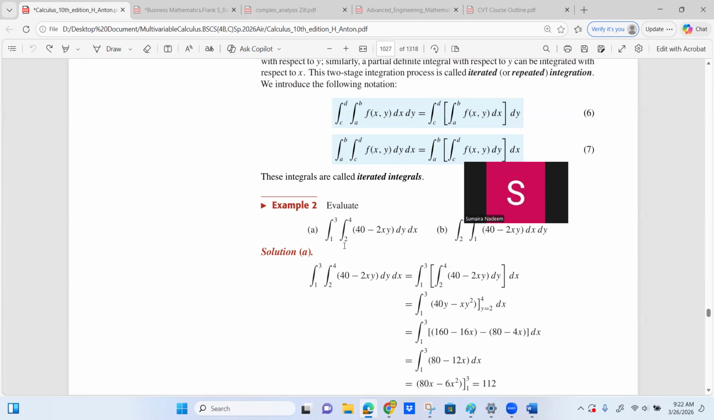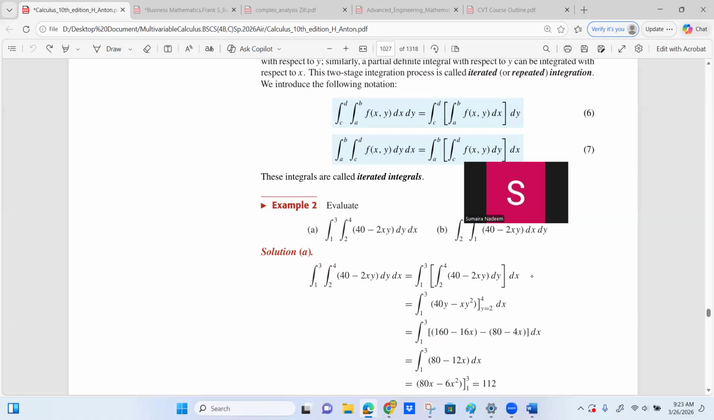So evaluate 1 to 3, 2 to 4, 40 minus 2xy into dy dx. We first integrate with respect to dy, the inner integral from 2 to 4 of 40 minus 2xy dy, which is closed in the brackets. The outer variable is dx. So first of all, we take the integration of the y variable. The integration of 40 is 40 times the integration of 1, which is y, so 40y minus 2xy, where the integration of y is y square by 2.